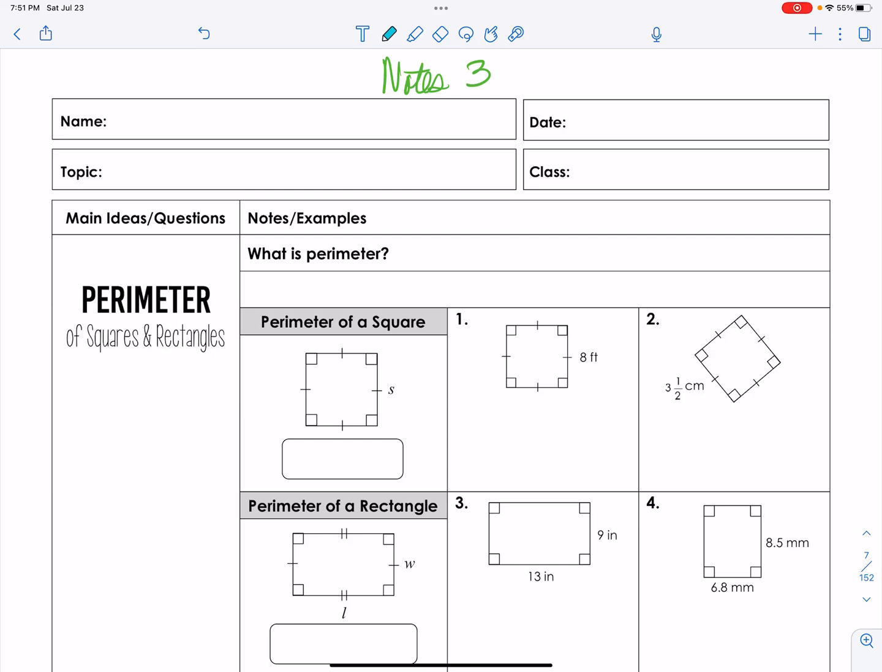This is your notes, and we're on page 3. On page 3, we're going to talk about perimeter and area and how you do those. Those should have been things that you've kind of seen before. What is perimeter?